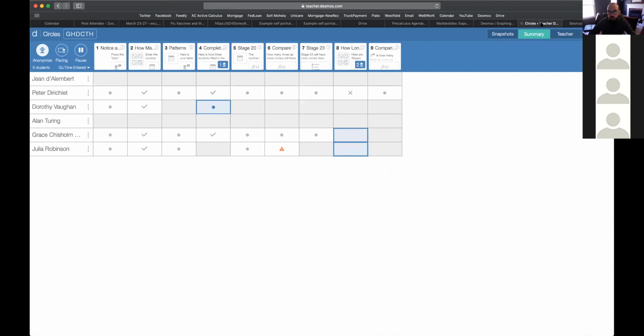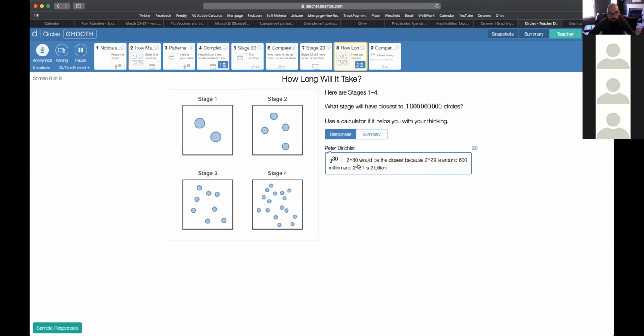So after about 30 stages, we would have 2 to the 30th power, which gives us a billion, right? So after 30 stages, this doubling happens. After 30 doubling stages, that's when you get to 1 billion.